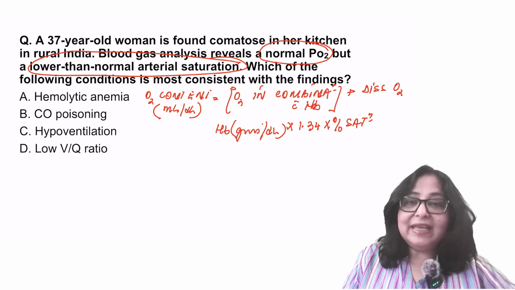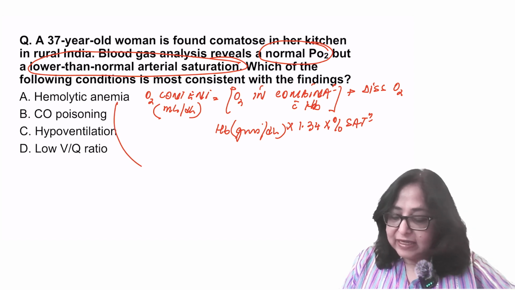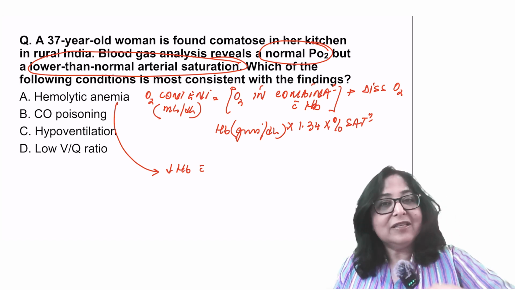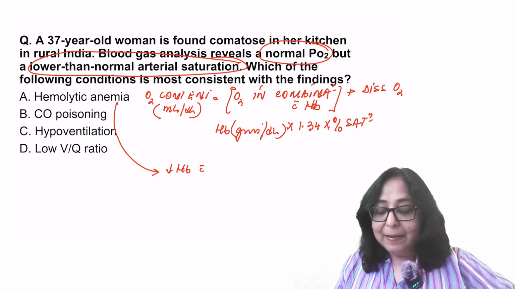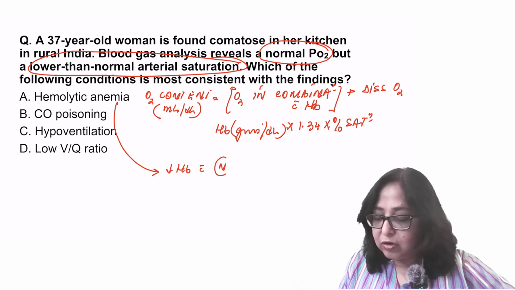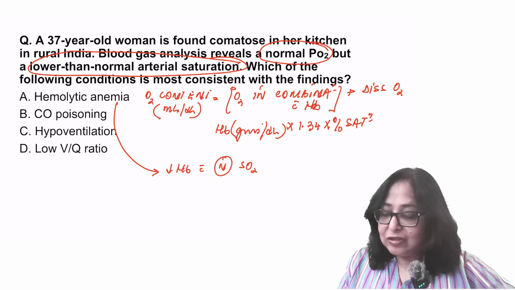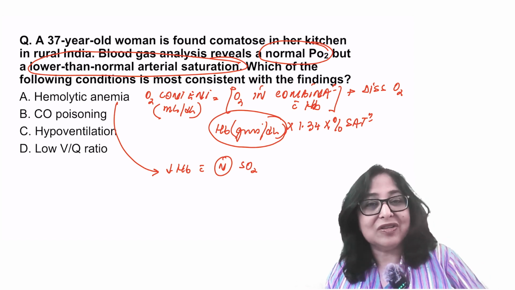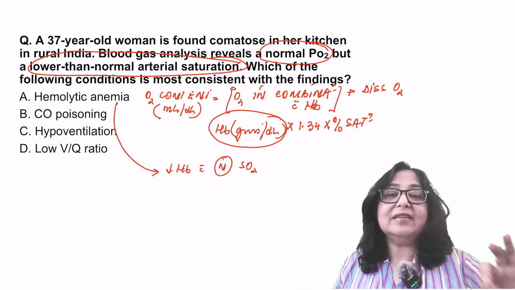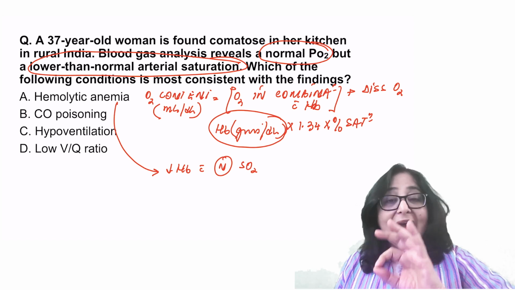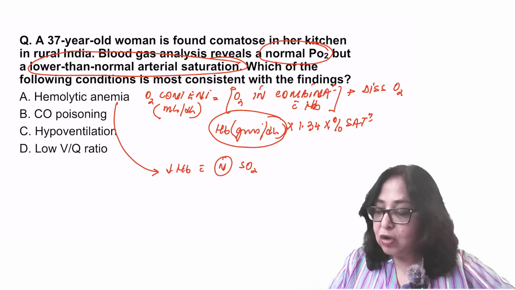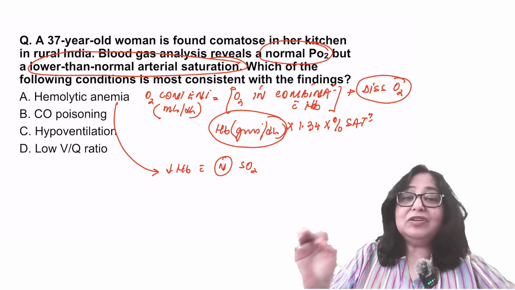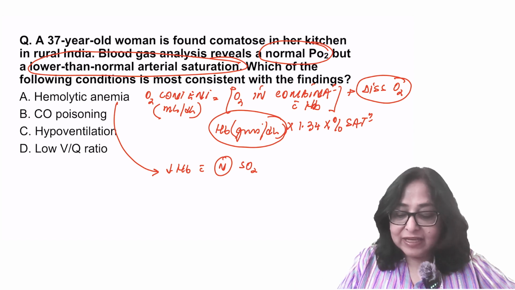Now, let us see what happens in hemolytic anemia. In hemolytic anemia, there is a decrease in the hemoglobin, but that hemoglobin has a normal saturation. So that means the hemoglobin is reduced, saturation is normal. This results in a decrease in the oxygen carrying capacity of the blood. And remember, in hemolytic anemia, dissolved oxygen or the PO2 will be normal. But the question says it's a normal PO2 with a reduced saturation. So this is not hemolytic anemia.